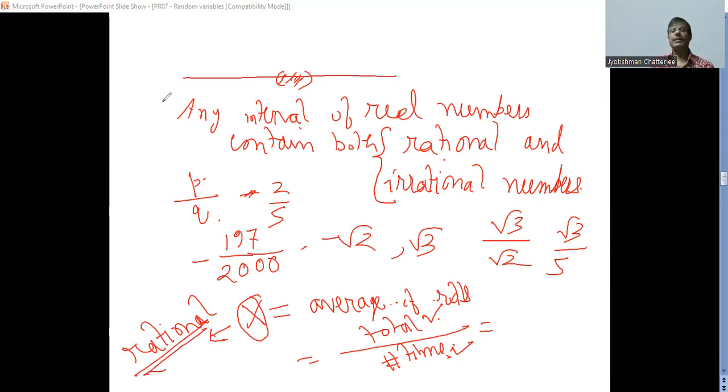Now, look at this fact. Any interval must contain both rational and irrational. That's why the set of possible values of x must not contain any interval of real numbers. In other words, the range of values of x cannot contain any interval of real numbers. That's why this is an example of a discrete random variable, although this random variable can take infinitely many possible values.